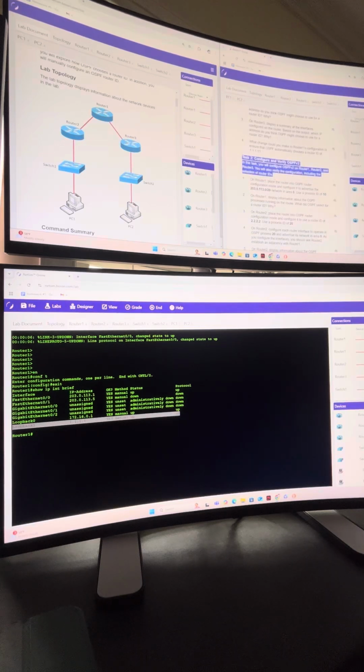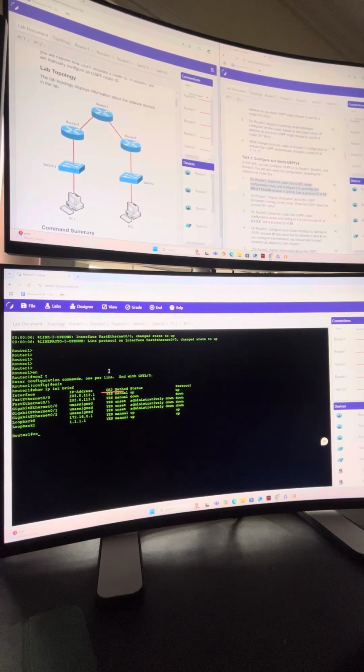It says configure and verify OSPF version 2. In this task, you will configure OSPF version 2 on router 1, router 2, and router 3. You will also verify the configuration, including the selection of router IDs. Okay, so for number 1, on router 1, place the router into OSPF router configuration mode and configure it to advertise the 203.0.113.0/29 network in area 0. Use a process ID of 10.